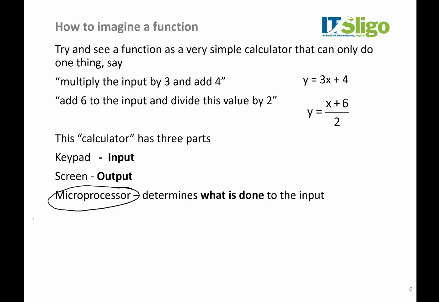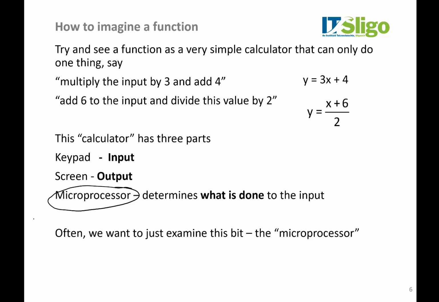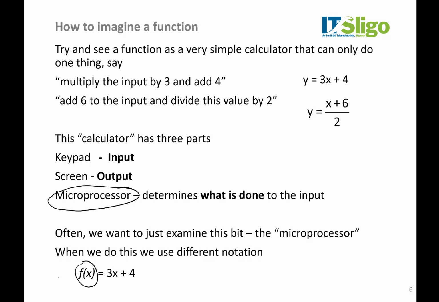the electronic chip. So when we want to look at that microprocessor bit, the real nuts and bolts of the function, we use different notation and we call it f(x). So now we're behind the screen, behind the buttons, fiddling around with the electronics, and we're saying, well, what actually happens to our input? Well, it's multiplied by 3 and 4 is added. Or 6 is added to my input and then the new value is divided by 2.